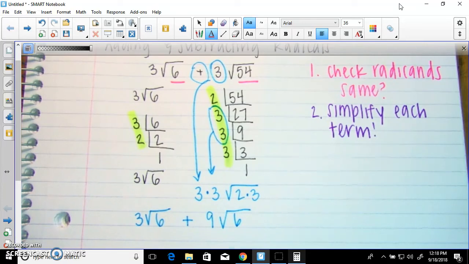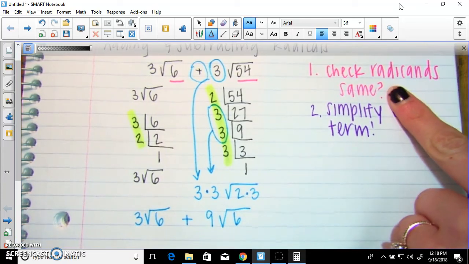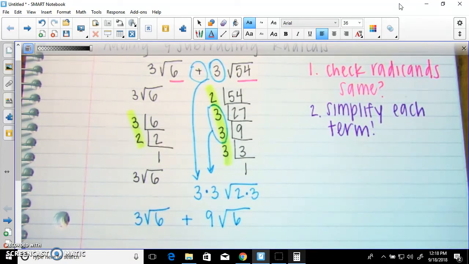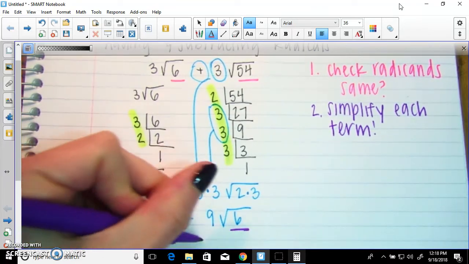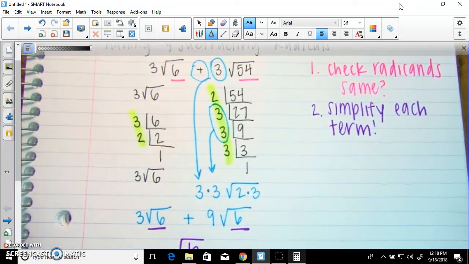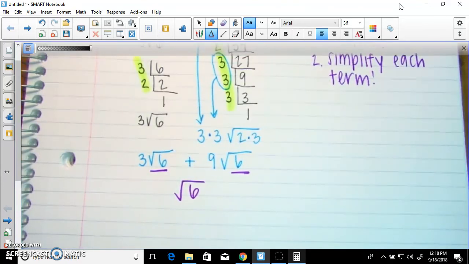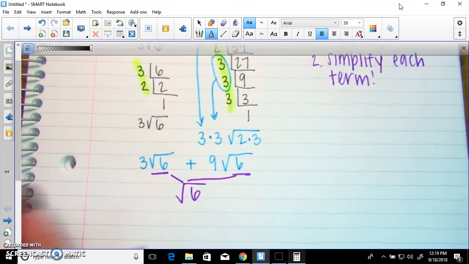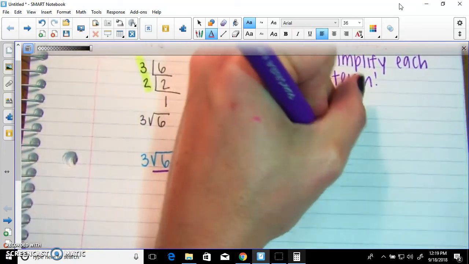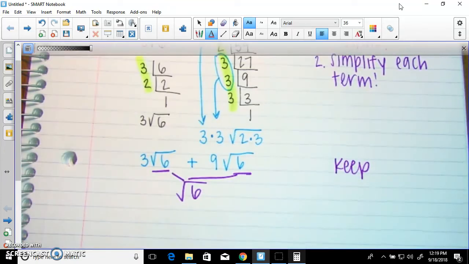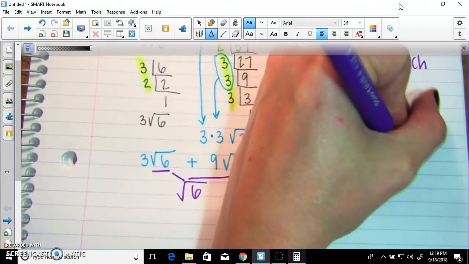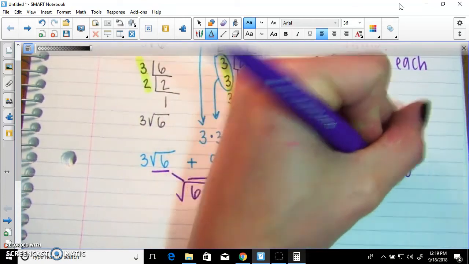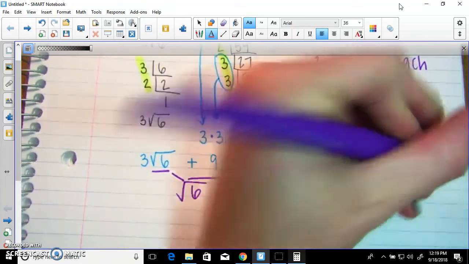Okay. So now that we have the same radicands, we're going to keep the radicand. So that root 6, it stays. Unlike the last time when we were multiplying, we're not multiplying them, they just stay. Stays the same. This is our like term, okay? So keep like radicand. That's the radicand that's repeated. In this case, root 6.